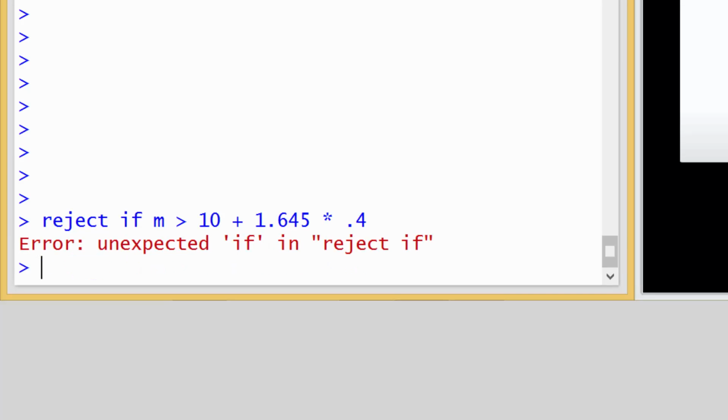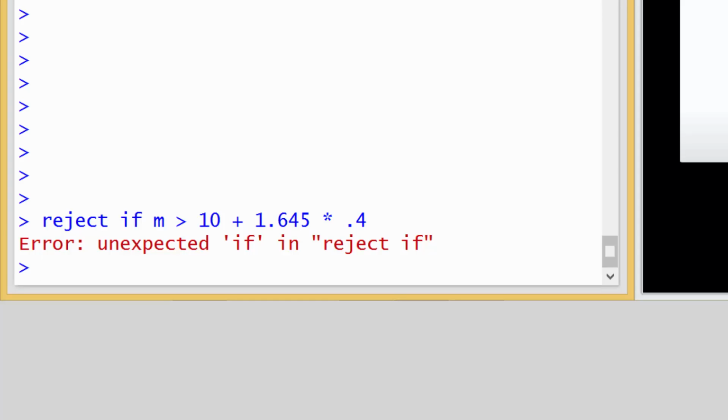Well, what's the upper 5% tail? So we're going to reject if m is greater than 10 plus the 95th percentile of the normal distribution, which is 1.645, times the standard error, 0.4. So we're going to reject if m is larger than that. Under the alternative hypothesis, and I'm just going to hit that, that's going to give an error, but just so I don't erase it, so we can just keep looking at it.